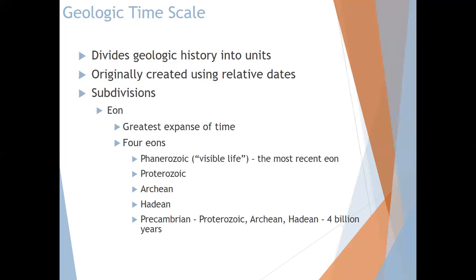Our biggest subdivision is the concept of the eon, the greatest period of time. There are 4 eons. The Phanerozoic is the one that we live in now, and it can be translated to mean visible life. It's our most recent eon. The Proterozoic is kind of before life. That was the one before this, the Archean before that, and the Hadean before that. The Precambrian then is the Proterozoic, Archean, and Hadean time periods with kind of like a big heading over them. They occurred for about 4 billion years, and the Phanerozoic has been occurring for the last 500 million.